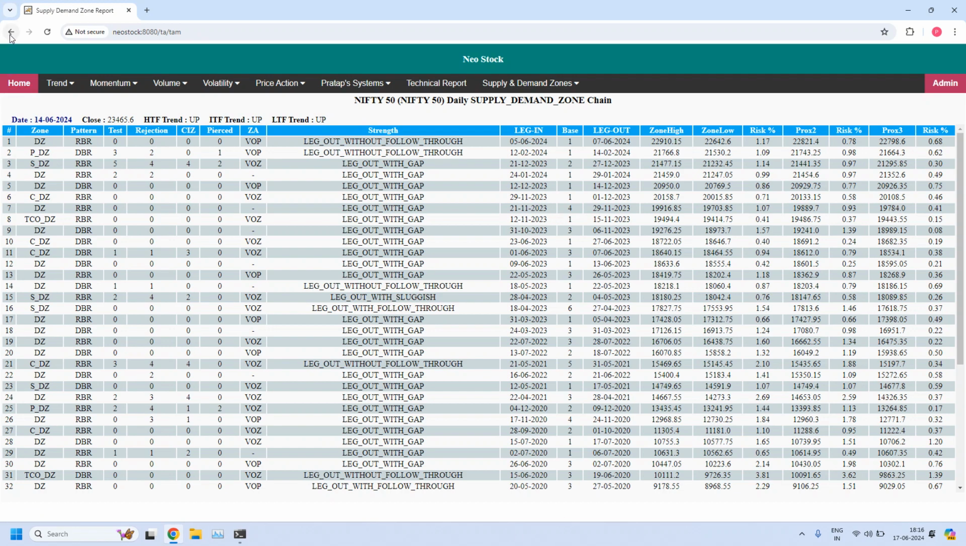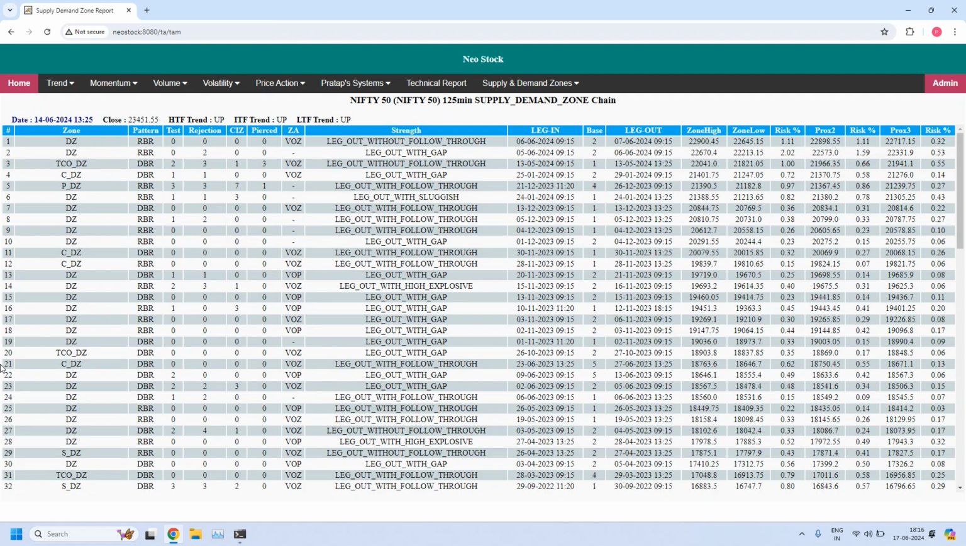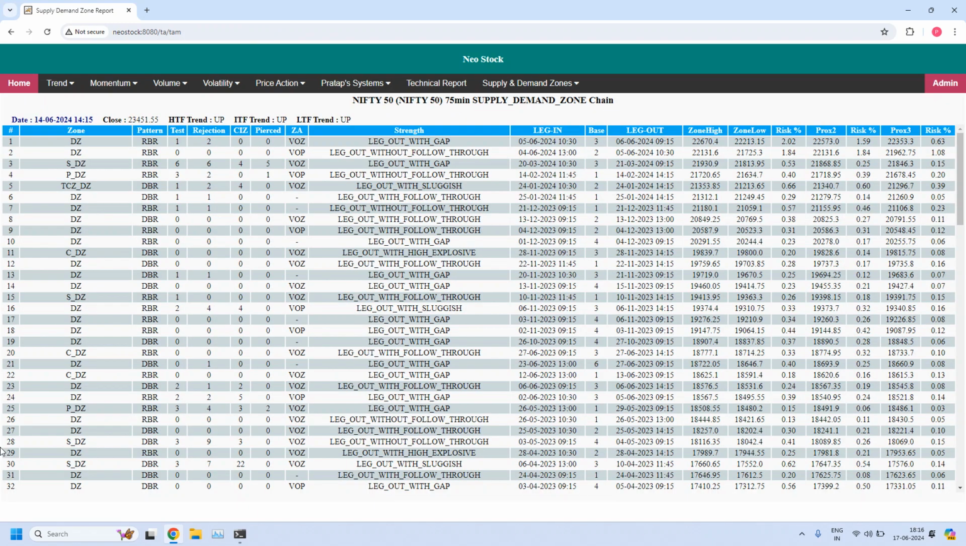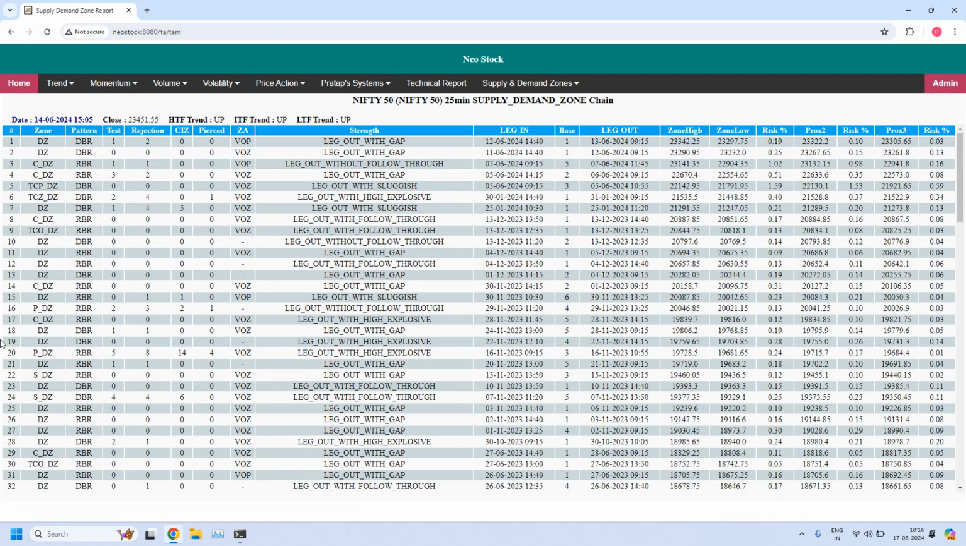Now let me generate the next report, 125 minutes time frame. These are the 125 minutes chain. Now let me generate the 75 minutes chain. This is the 75 minutes supply demand zone chain. Now let me generate 25 minutes time frame chain. So this is the 25 minutes supply demand zone chain.